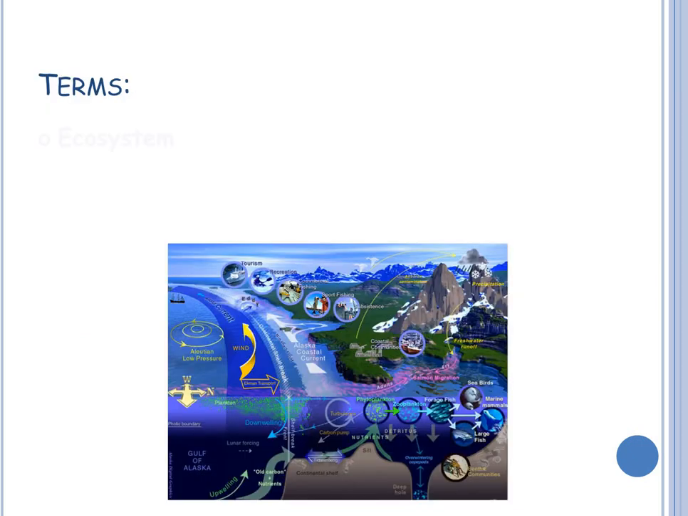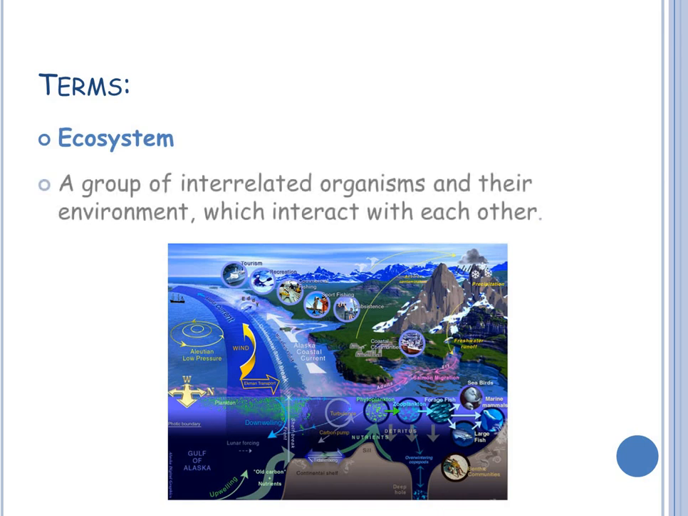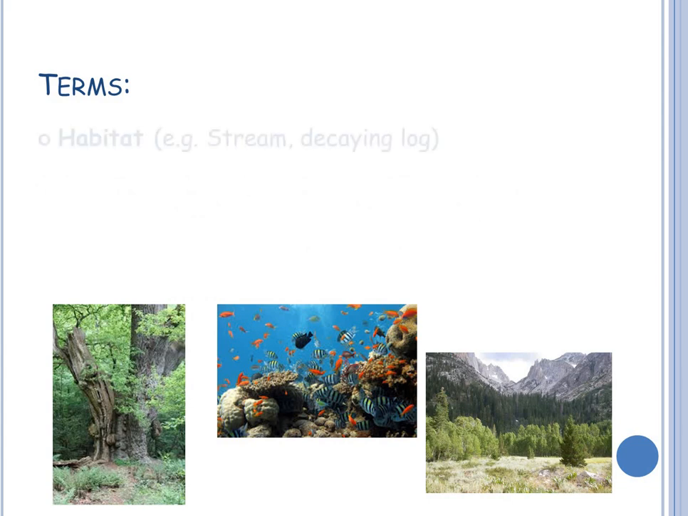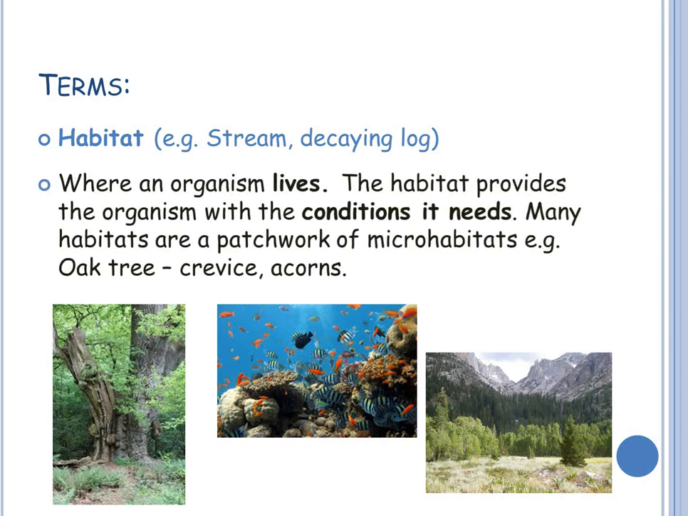So, terms that you need to know for the ecology topic. An ecosystem is a group of interrelated organisms and their environment which interact with each other. Habitat, e.g. a stream or a decaying log. The habitat is where an organism lives, and the habitat provides the organism with the conditions it needs. Many habitats are a patchwork of microhabitats, e.g. an oak tree habitat has the microhabitat of crevice or acorns.